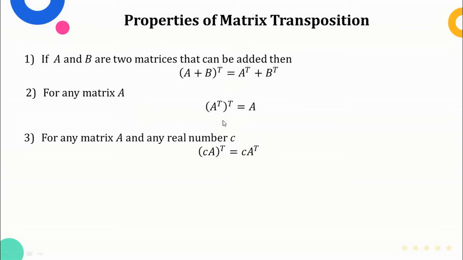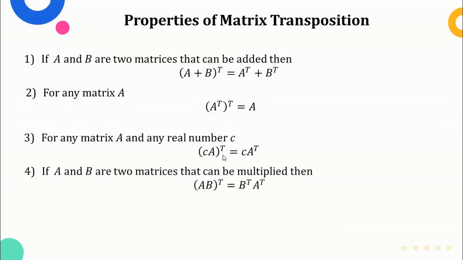Third, for any real number, or scalar, C times A, power T, equals C times A power T. So the constant doesn't get transposed, because the constant is not part of the matrix. Fourth, if A and B are two matrices that can be multiplied, then remember, if we multiply A B and transpose the result, it becomes B power T times A power T.